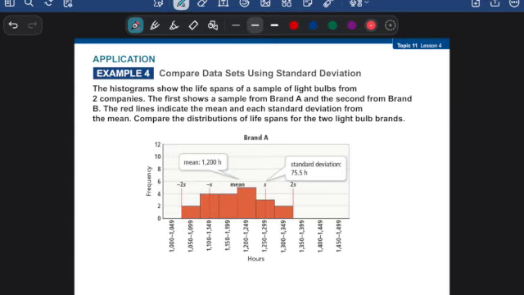Example 4, application, comparing data sets using standard deviation. So we have 2 histograms we're going to compare. They show the lifespans of a sample of light bulbs from 2 different companies. The first histogram is for brand A, and we can see the mean is 1,200 hours, okay, and the standard deviation they gave us is 75.5. If I'm looking at the shape of this distribution, it looks like a normal distribution. Okay, so we have that bell curve shape for brand A.